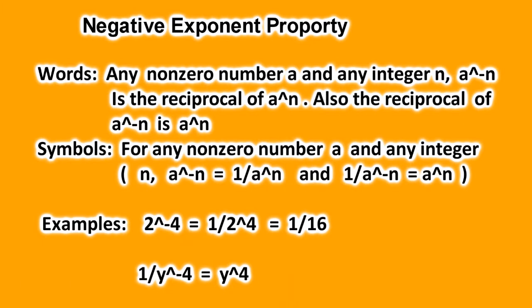Negative exponent property. Words: for any non-zero number a and any integer n, a to power minus n is the reciprocal of a to power n.